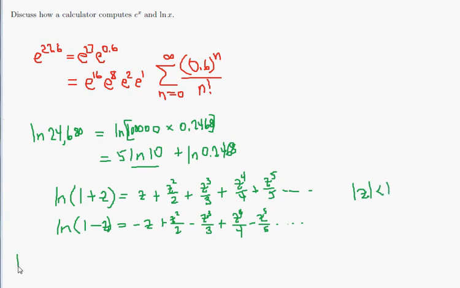So if I subtract the two, natural log of 1 plus z minus the natural log of 1 minus z, if I subtract these two lines, then the even powers go away. Z squared over 2 minus z squared over 2 goes away. Same here, z to the fourth over 4 minus z to the fourth over 4 goes away. The odd powers, however, stay. So z minus negative z is 2z. Then the next bit, z cubed over 3 minus negative z cubed over 3. The double minus makes a plus, so 2z cubed over 3. And then 2z to the fifth over 5.